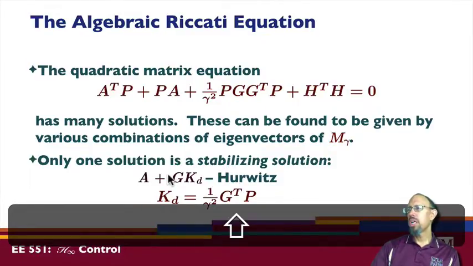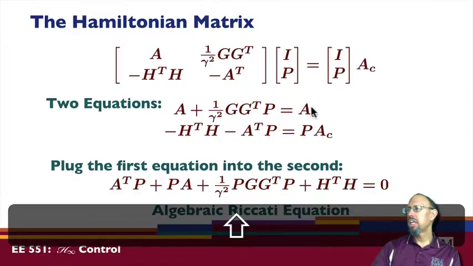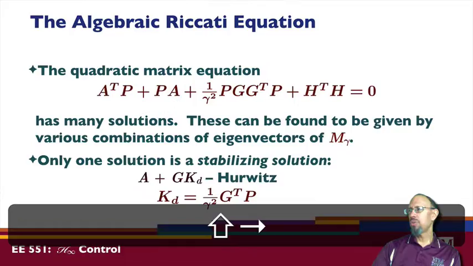And we can go through and show that if we look at this quantity, A plus GKD, where KD is given by this expression, A plus GKD is going to be Hurwitz. How would we see that? Well, if we look back over here, AC, remember, is based on the stable set of eigenvalues, and so this is actually A plus GKD. So 1 over gamma squared G transpose P is KD, and so we see that here. And so A plus GKD is going to be Hurwitz.